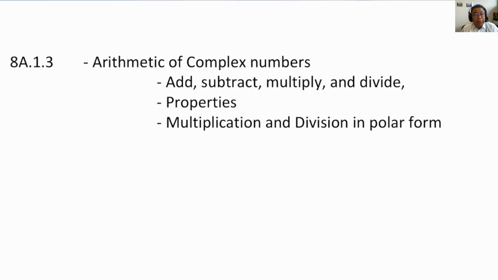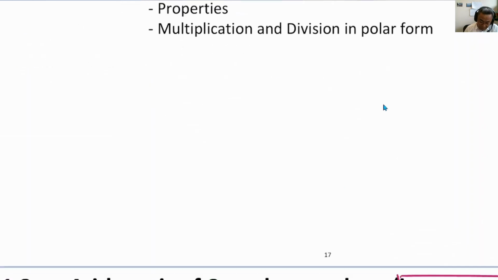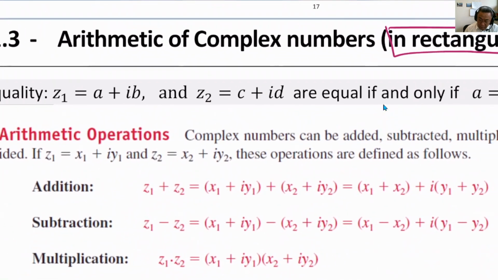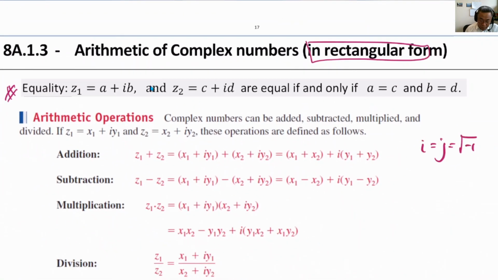This is 8A.1.3 Arithmetic of Complex Numbers. Here we'll study addition, subtraction, multiplication and division first. Now, first we understand what is equality.